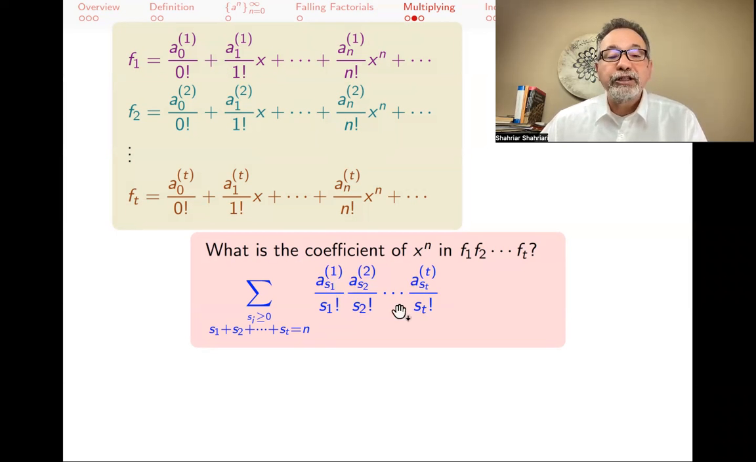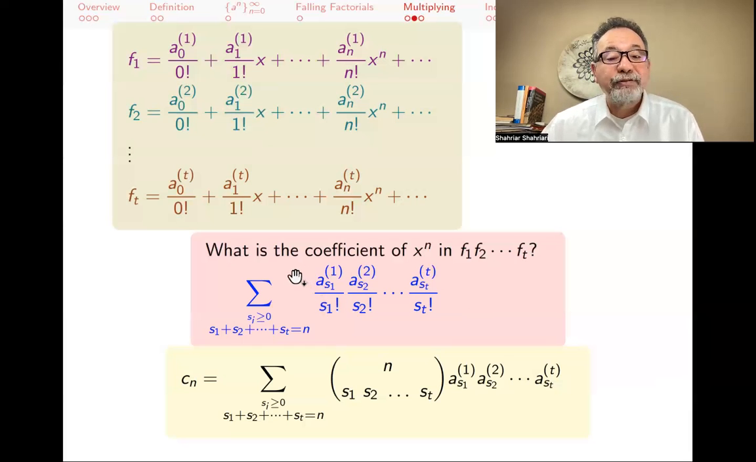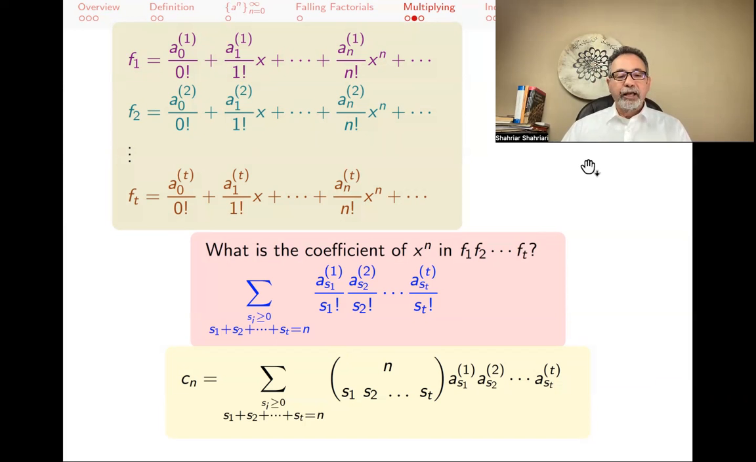And I will get one of these every time I have s_1, s_2, all the way to s_t, that add up to n. So when I combine like terms, I will get a sum of terms like that. And then c_n is going to be n factorial times that. If you multiply this by n factorial, you bring n factorial in here, and you get exactly n factorial divided by s_1 factorial, s_2 factorial, through s_t factorial. And so you get a multinomial coefficient. So this is going to be my c_n.